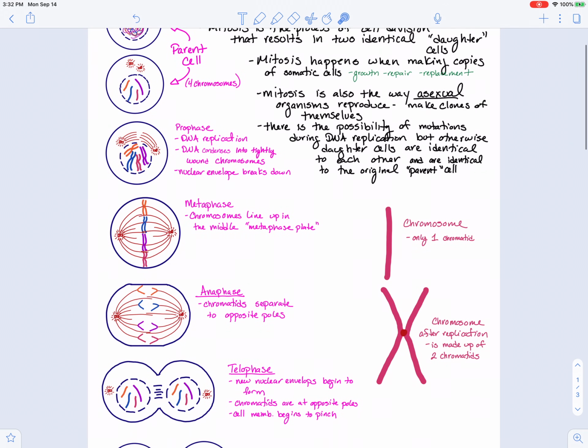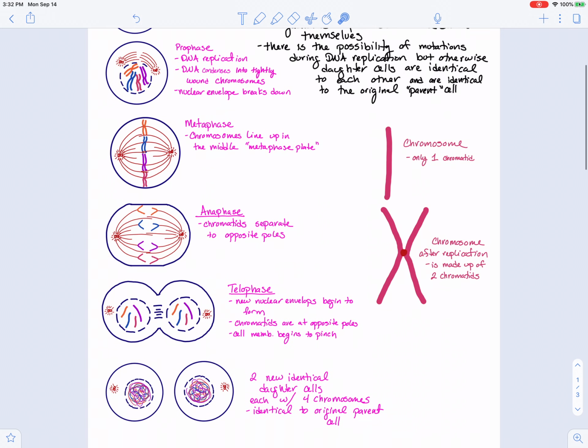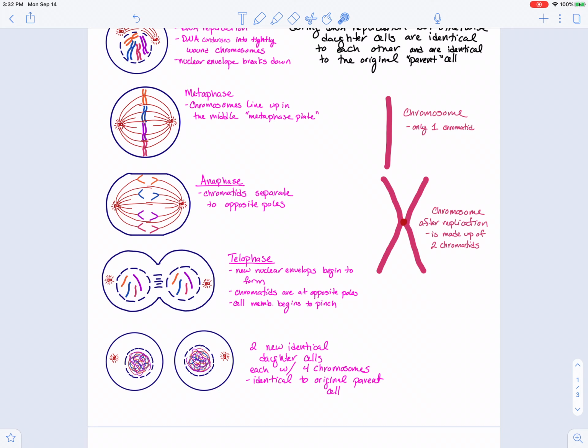And then during anaphase, what's going to happen is that the 2 chromatids that were once attached to each other are now going to separate. So this chromatid and this chromatid are identical to one another, and they're going to separate to opposite poles. That's what's going to happen to all of those chromosomes. And then during telophase, new nuclear envelopes are starting to form. The process of cytokinesis starts to happen. That's just the pinching here in the middle until we have 2 separate cells.